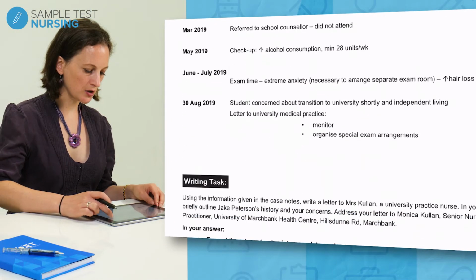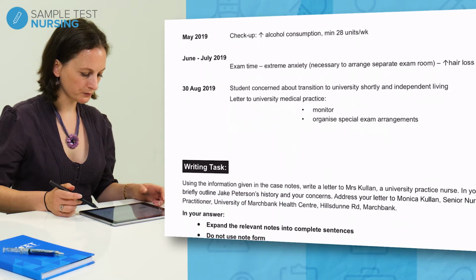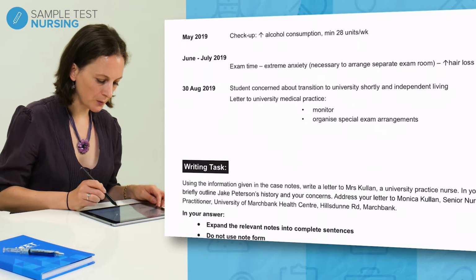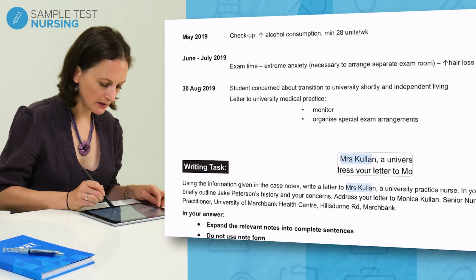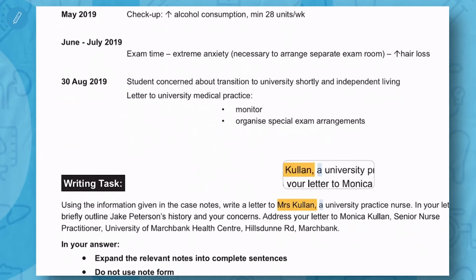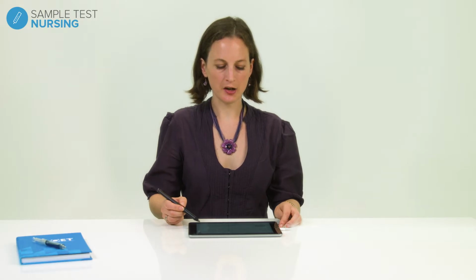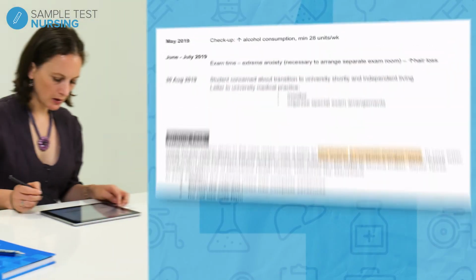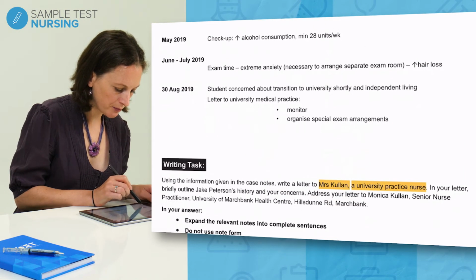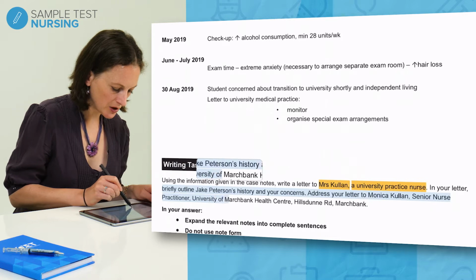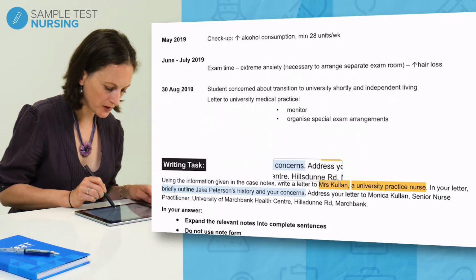Who are you writing to and what is their job role? We can see that we're writing a letter to Mrs. Cullen, a university practice nurse. What are you writing to her about? We can see that in the letter we're going to briefly outline the patient, Jake Peterson's history, and your concerns.